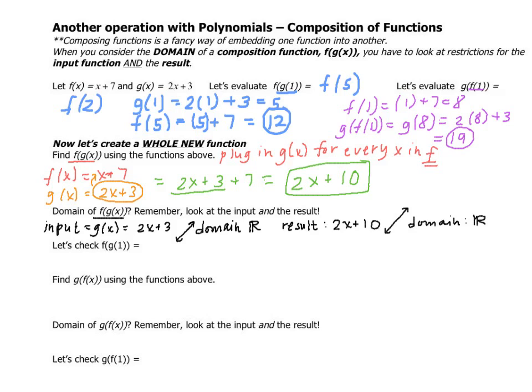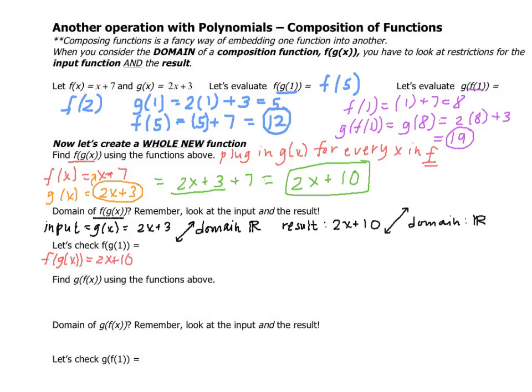Okay, so we've come up with what f of g of x is. That was our composition of functions that we wrote. f of g of x was where we plugged in g of x for every x in f, and we ended up with 2x plus 10. So this is just another function.